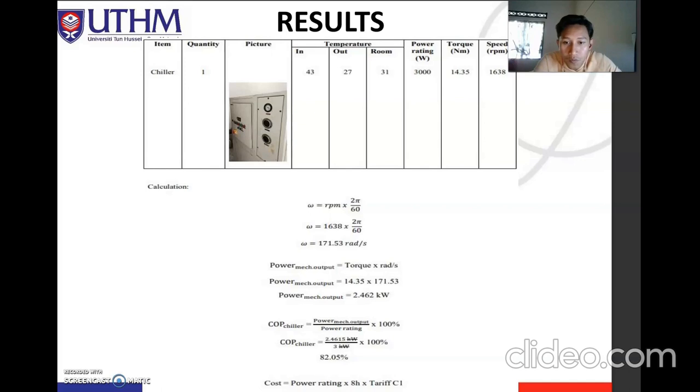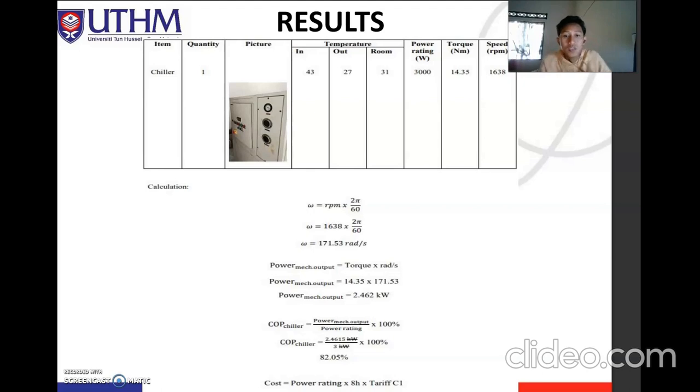And for the COP of the chiller, the formula is power mechanical output divided by power rating times 100%. The power mechanical output is 2.462 kilowatt, divided by 3 kilowatt, which is the power rating, and times 100, and we got 82.05% of COP for the chiller.